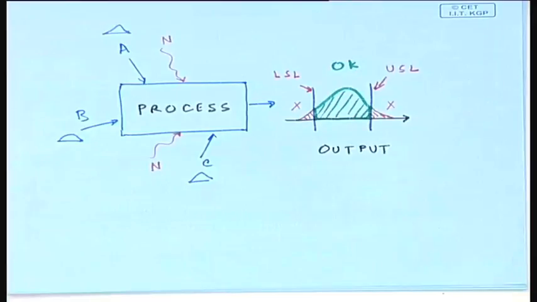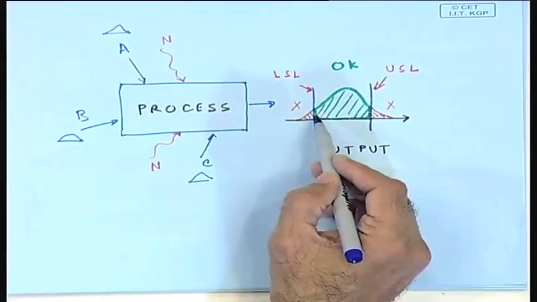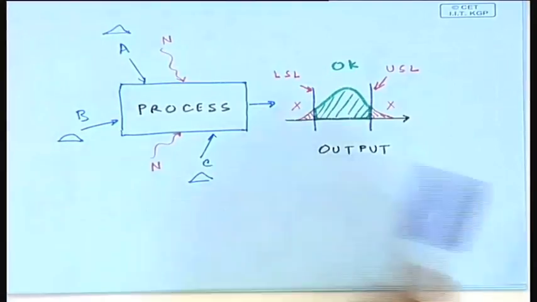Process capability, this phrase, is the measure of how well a particular process is able to satisfy or fall within the upper and lower specification limits. That's what process capability really is. Let's move into the lecture here.